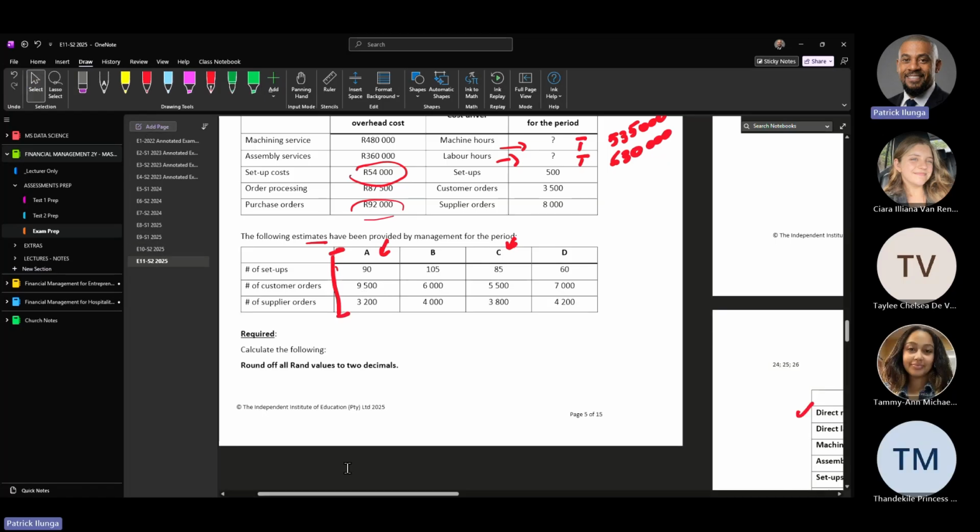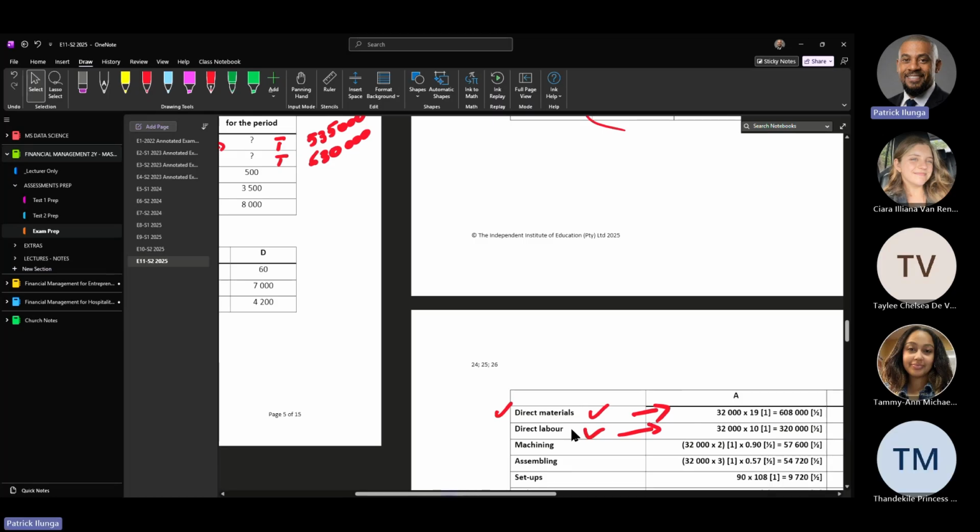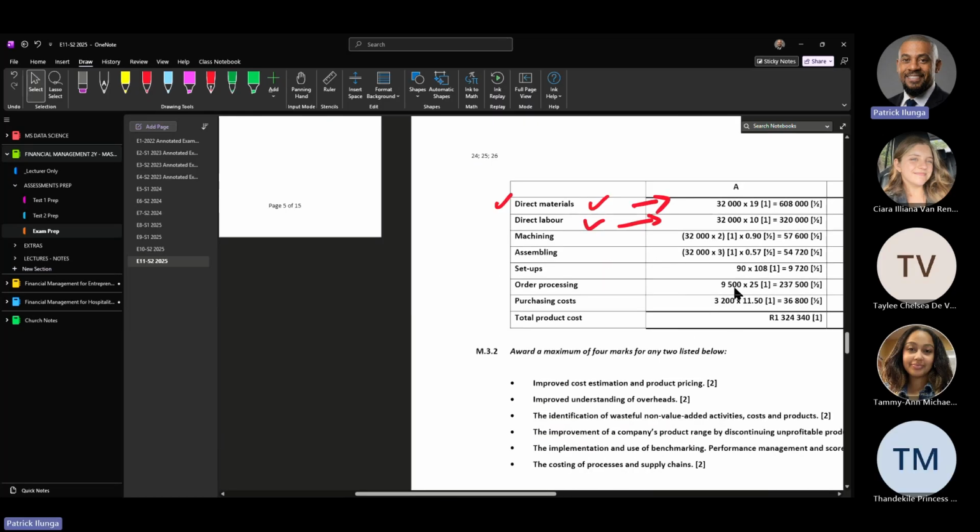Are we clear, guys? So for product A, it's multiplied by 9,500, multiplied by 25. Make sense? Are we good? Tami, Tandekile, Taylor, Ciara, are we good on this? We're good on that.